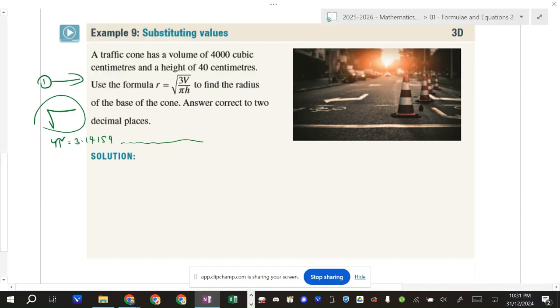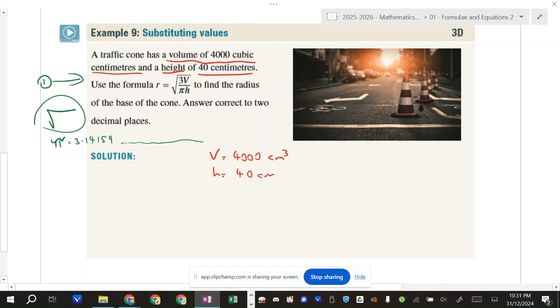So we've written down the formula. We're going to now write down what we know. We've been given a volume of 4,000 cubic centimeters. So our V is 4,000 centimeters cubed. And our height is 40 centimeters. H equals 40 centimeters.